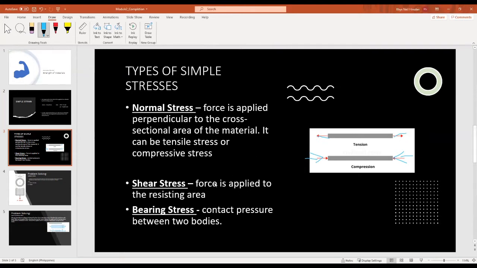Second is shear stress. Force is applied to the resisting area. And then lastly, bearing stress, the contact pressure between two bodies. So I will be giving examples or problems regarding these types of simple stress.